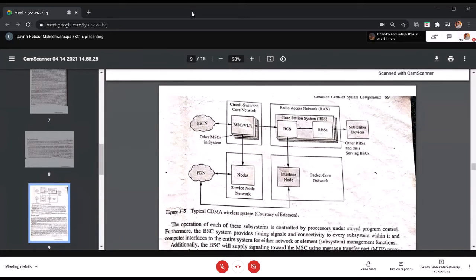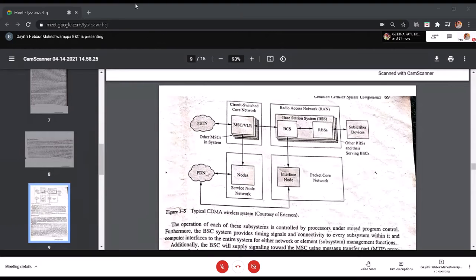So this is called a CDMA wireless system. The entire thing is the same, from subscriber device to radio base stations. Then many radio base stations are connected to a single base station controller, and many base station controllers are connected to a single MSC. From the MSC it is connected to PSTN as well as PDN. If it is connected to PDN, it is through the interworking function mode. So it is called the interworking function mode.